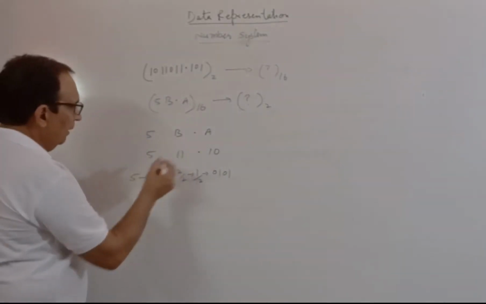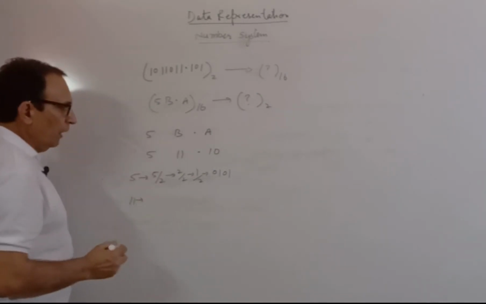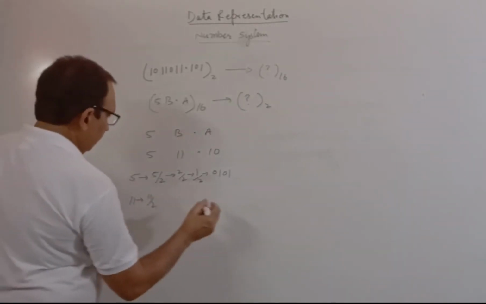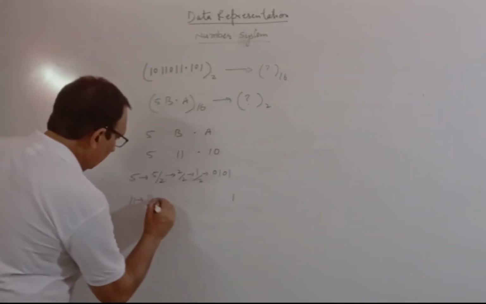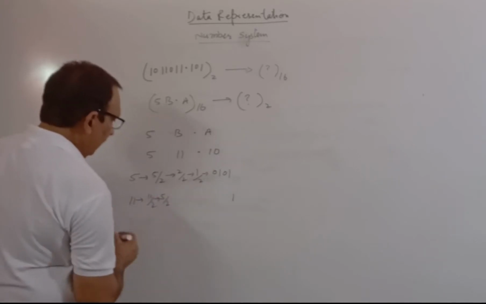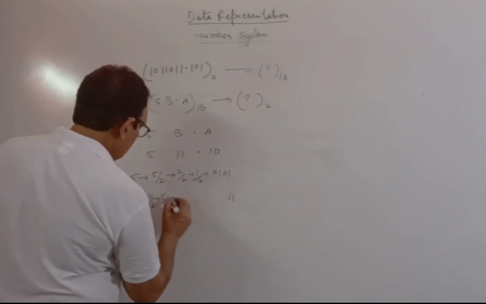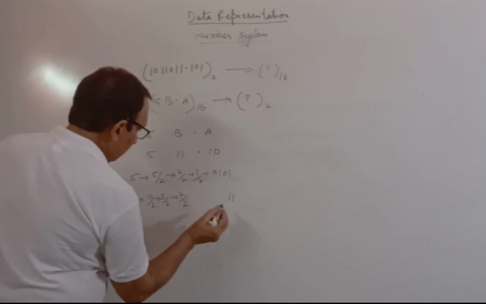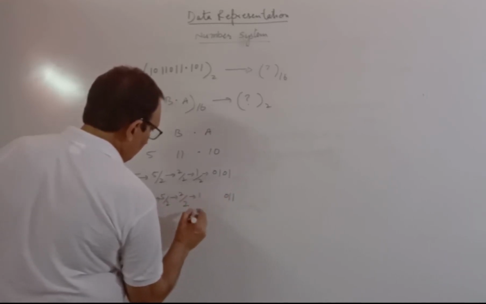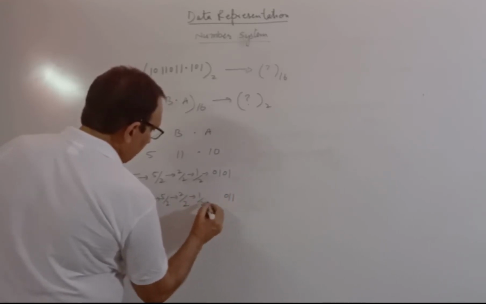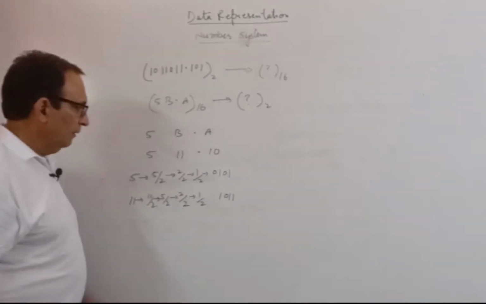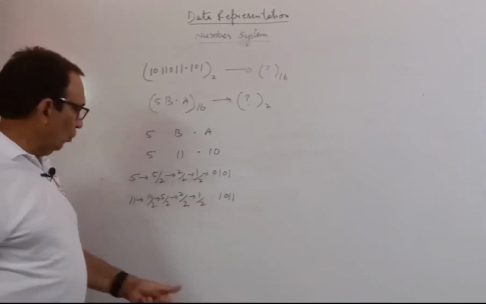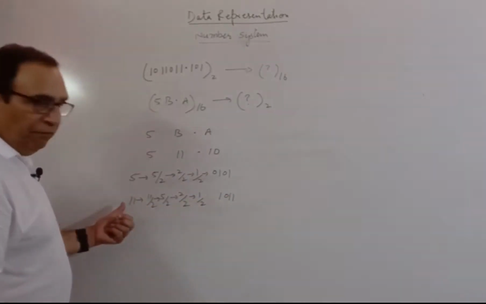The same B, which is 11 here, is to be converted into its equivalent binary. 11 divided by 2, remainder is 1, quotient is 5. 5 divided by 2, remainder is 1, quotient is 2. 2 divided by 2, remainder is 0, quotient is 1. 1 divided by 2, it cannot be divided further, so write 1. So 1011 is the binary equivalent of 11, which is B.